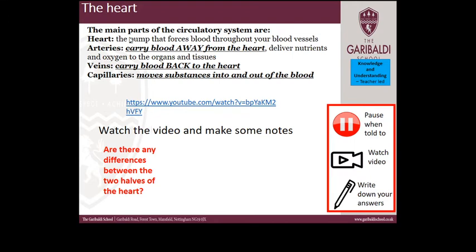So the main parts of the circulatory system are the heart. It's a pump that forces blood throughout your blood vessels. Part of the system, you have the arteries. These carry blood away from the heart. It's important to know the difference between arteries, veins, and capillaries. So, arteries carry blood away from the heart, deliver nutrients and oxygen to any organs and tissues that may need them. Veins carry blood back to the heart. So, arteries away from the heart, veins back to the heart.